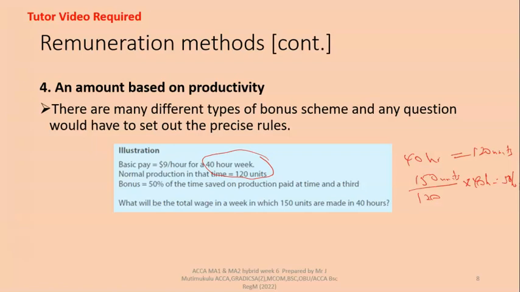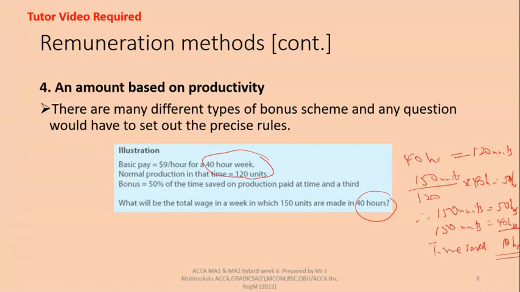Therefore 150 units is equal to 50 hours. But in this case, 150 units took how much? 40 hours. So time saved is how much? Time saved is 10 hours. So 10 hours were saved.